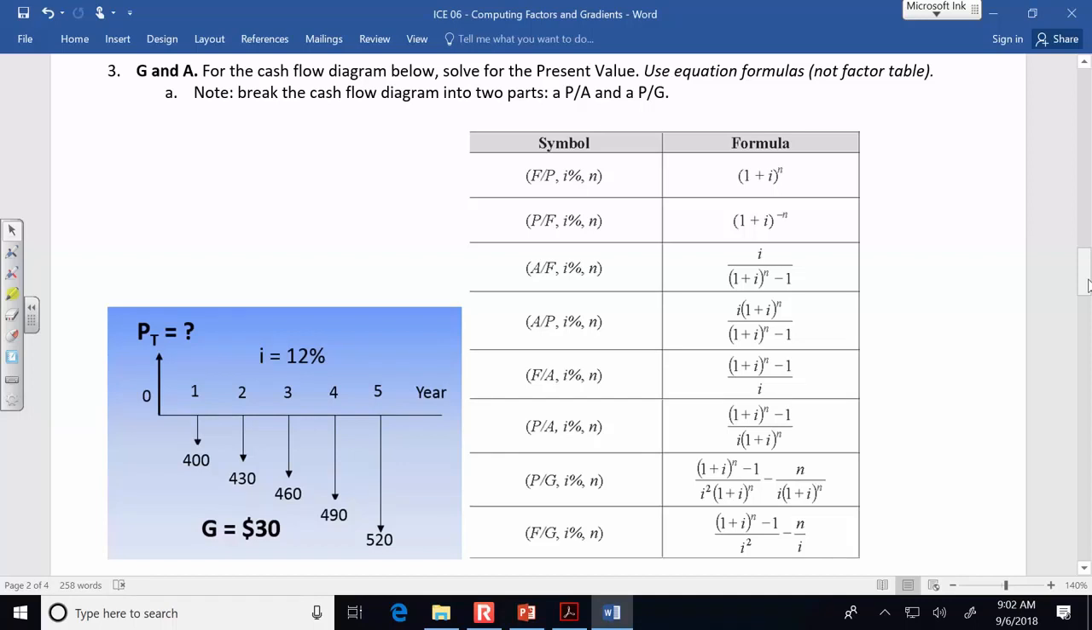So let me take a picture of this and I'll bring it up on CamScanner.